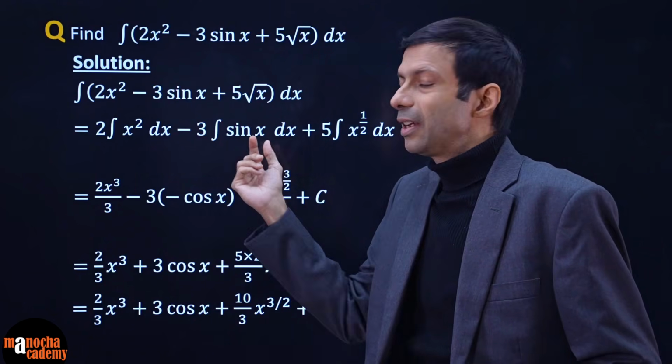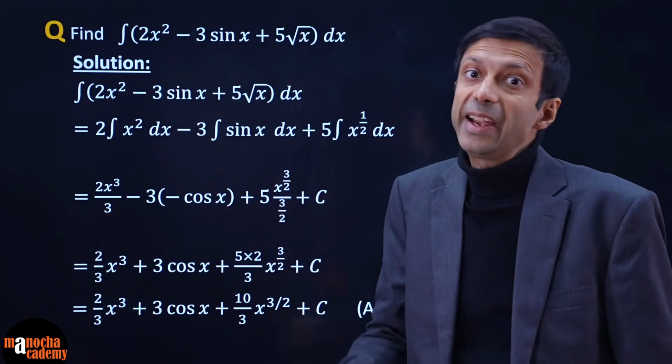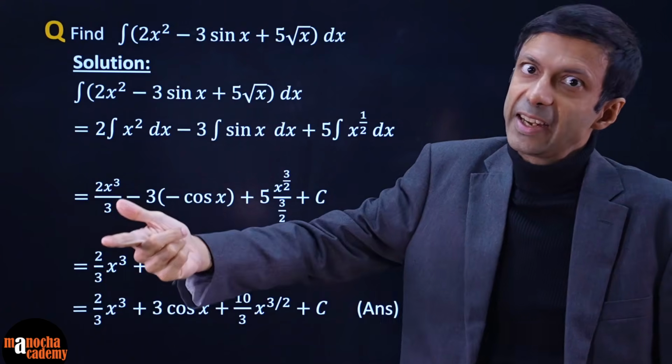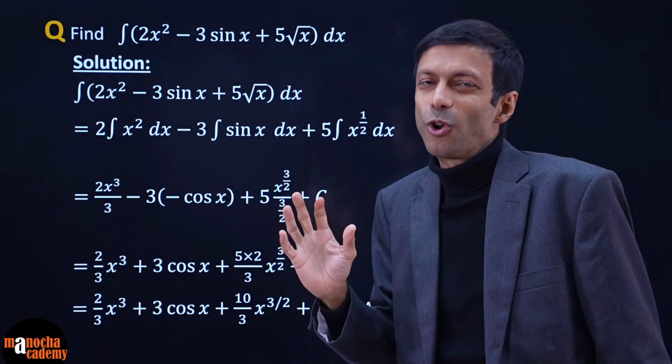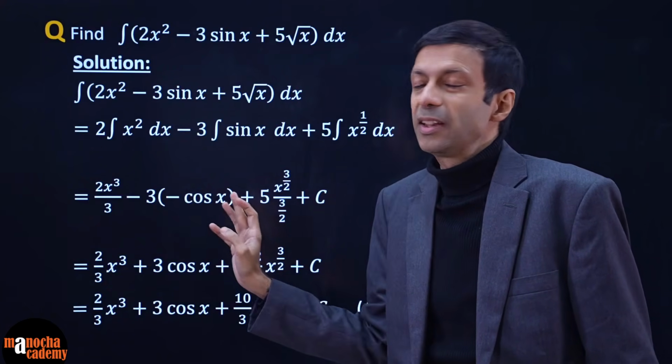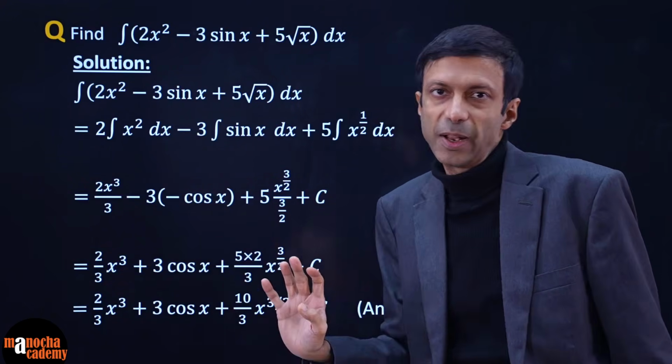That integration, like d/dx of sine x is cos x, but integration of sine x, the sign gets reversed, minus cos. Otherwise the answer will go wrong by a sign. So make sure you're putting in the correct sign. Now this minus minus becomes a plus. Got it? Can you guys do this one for me?